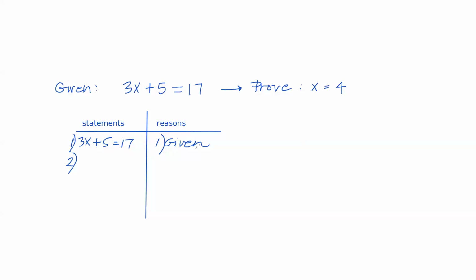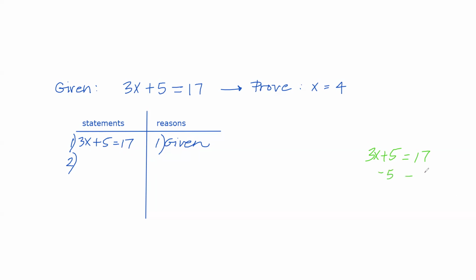Here's the basic setup for statements and reasons, a 2-column proof. And you write down your given. And then what happens, I'm going to work the problem over here so we can think through it. Think about how you would solve this problem. Forget about a proof for a minute and just think, how do I solve this equation for x?